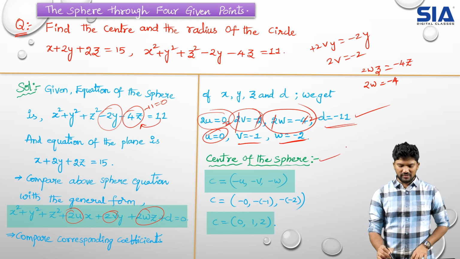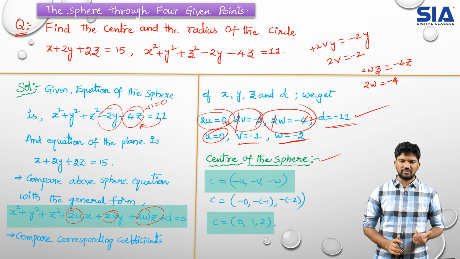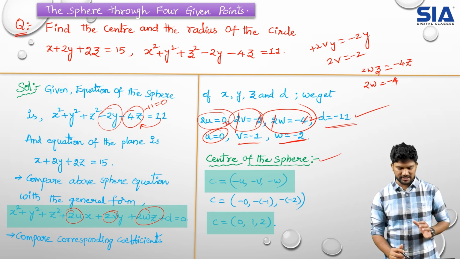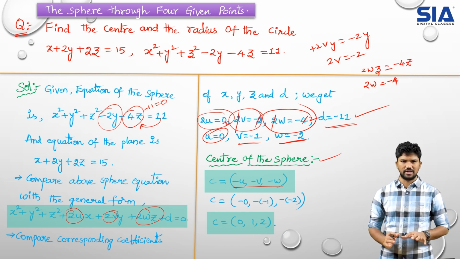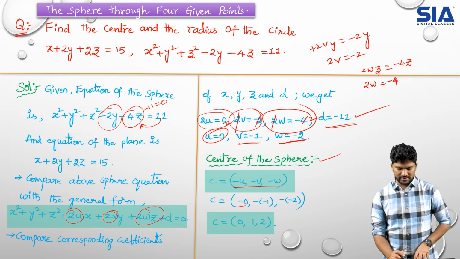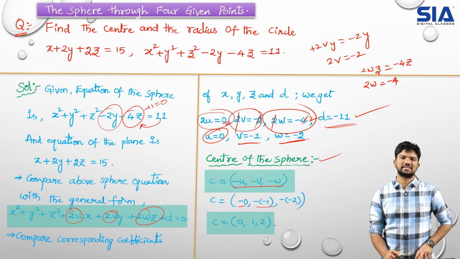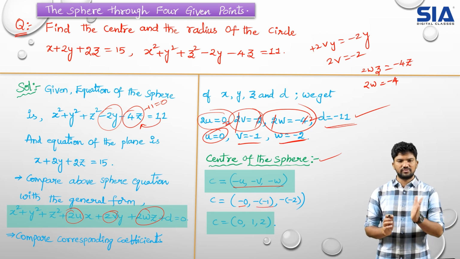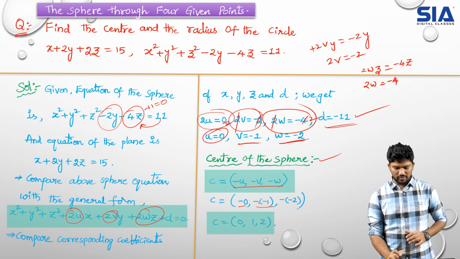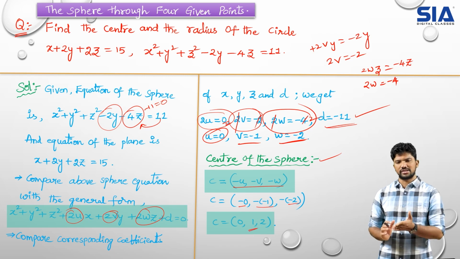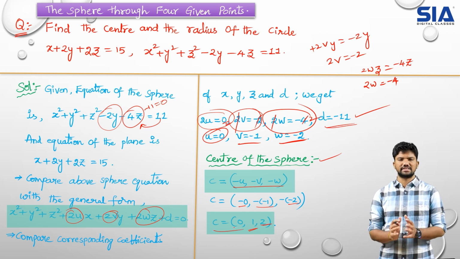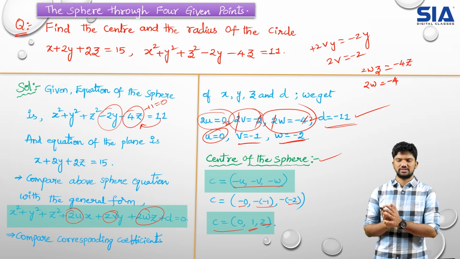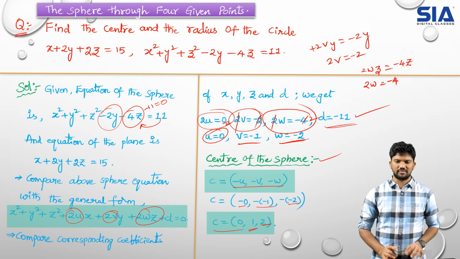Now, the center of the sphere, as you know very well, is capital C is equal to minus u, minus v, minus w. Substitute the values: minus u is 0, minus v where v is minus 1 gives plus 1, and w is minus 2, so minus of minus 2 gives plus 2. Therefore the center of the sphere is C is equal to (0, 1, 2).